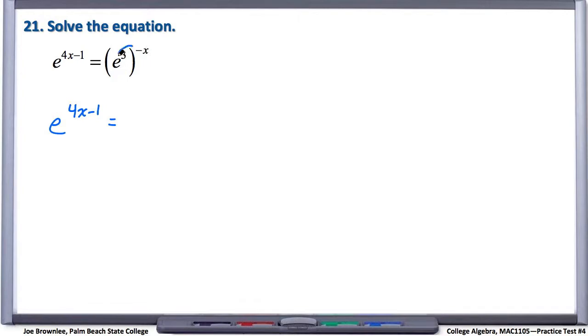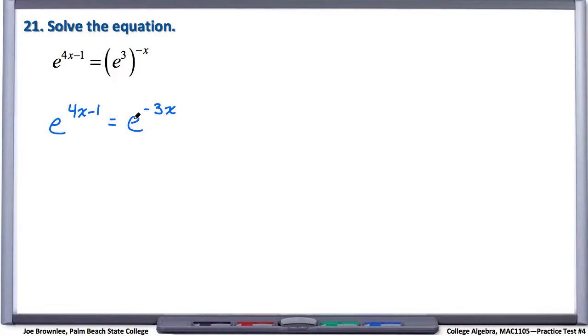So you have to recall what happens when we have a power to a power, an exponent to an exponent. Well, we just multiply those two things, don't we? So on the right, we really have e to the negative 3x, right? 3 times negative x is just negative 3x. And so now we have our equation e to the 4x minus 1 equals e to the negative 3x.